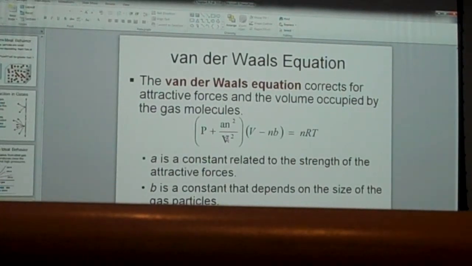I'm not going to make you calculate anything with this. I just want you to see the equation. On OWL, if you have to, fantastic. I'm not going to make you use the van der Waals equation to calculate anything on the exam. I just want you to see it. Is that clear?